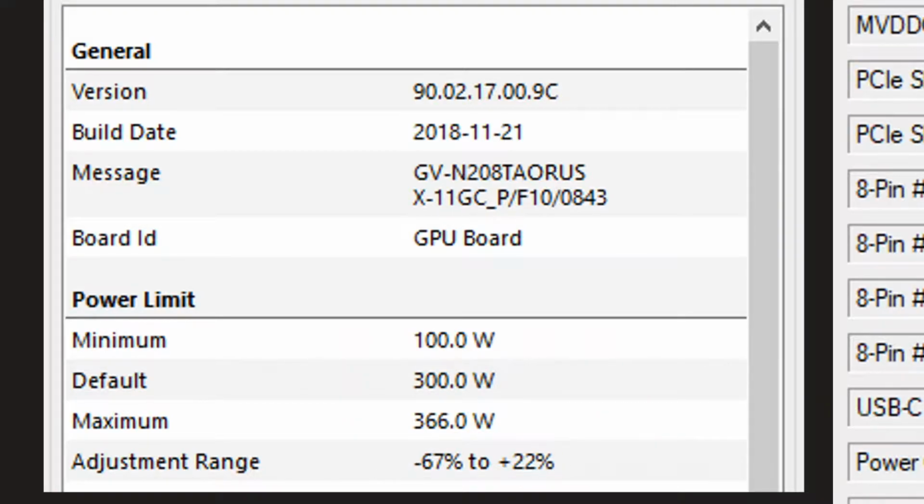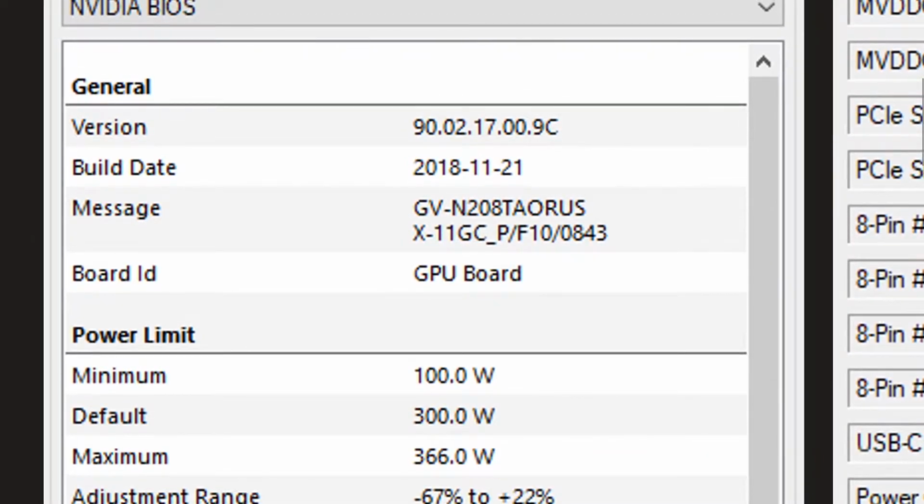So I can increase the stock 300 watt value to 366 watts, which, by the way, the default value is already higher than for most 2080 Tis, which is already one way you can get around power limits, which is by flashing the BIOS from another card. So my card, being a custom one, does have a 300 watt default power limit, whereas a normal 2080 Ti should have 250 watts. But let's get into that later.